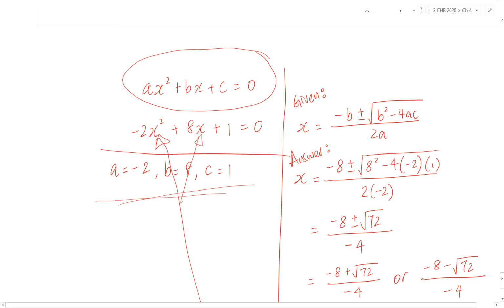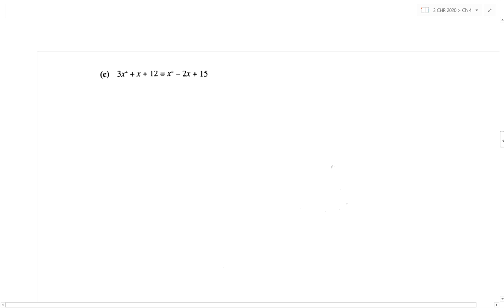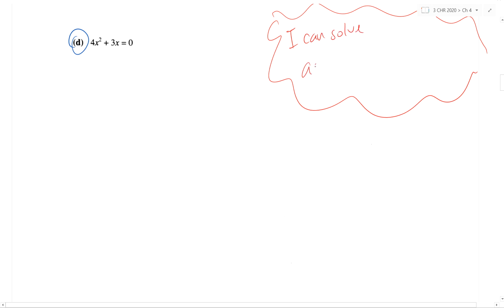So let's take a look at our homework question. This over here: 4x squared plus 3x equals 0. Check. And you should be telling yourself, I can solve ax squared plus bx plus c equals to 0 using x equals to minus b plus minus square root b squared minus 4ac over 2a. I can do this, as long as it is ax squared plus bx plus c equals to 0.